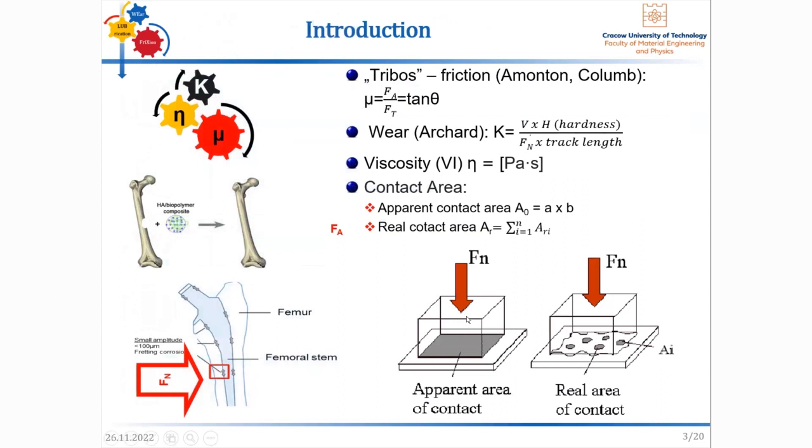As I mentioned, we want to fix bone defects with a biopolymer modified with hydroxyapatite. In the bone, we have very high fretting, with small amplitude motion under loads. That's why we want to simulate such a condition, and that's why we investigate the tribological and mechanical properties of such a composite. The most important factor is the geometry and topography of the surface, because the apparent contact area is not equal to the real contact area. That's why the topography of the surface is very important in order to reveal the real contact area of the surfaces.